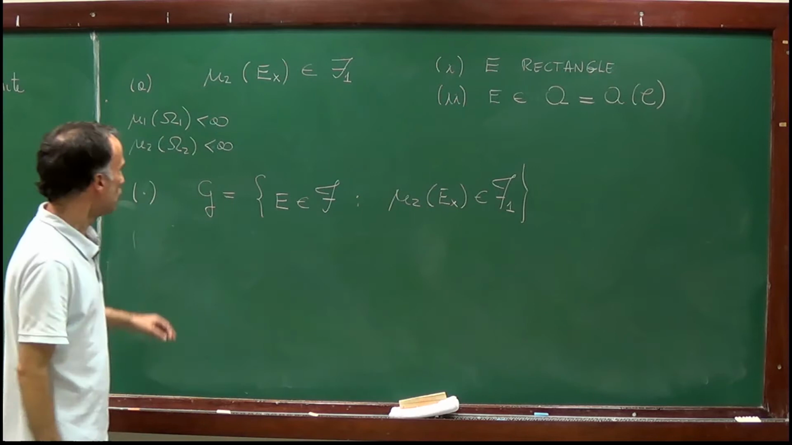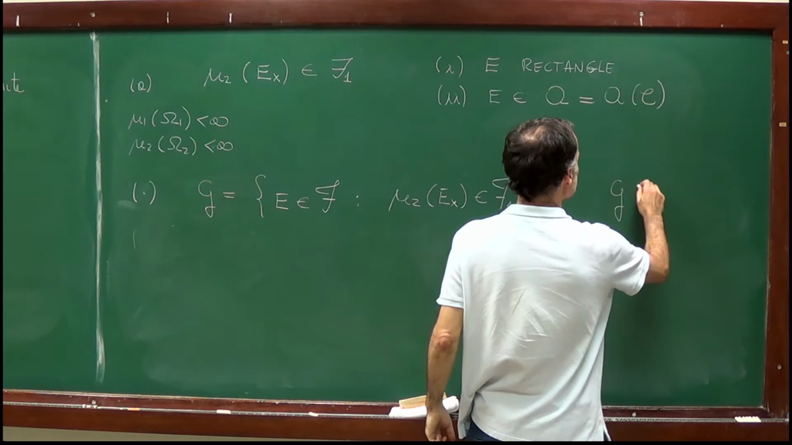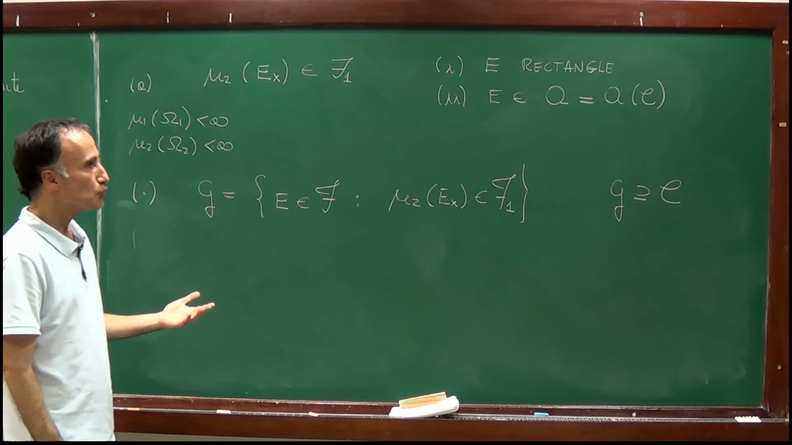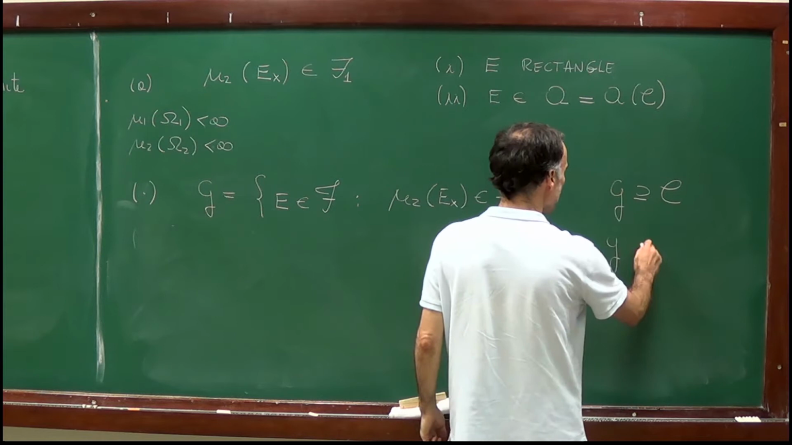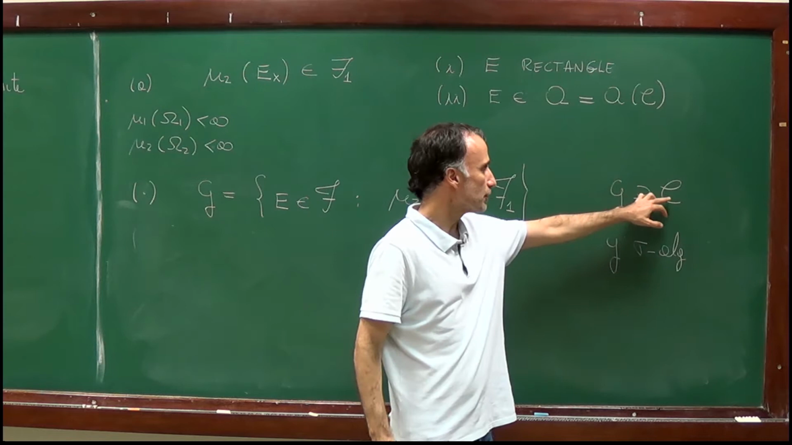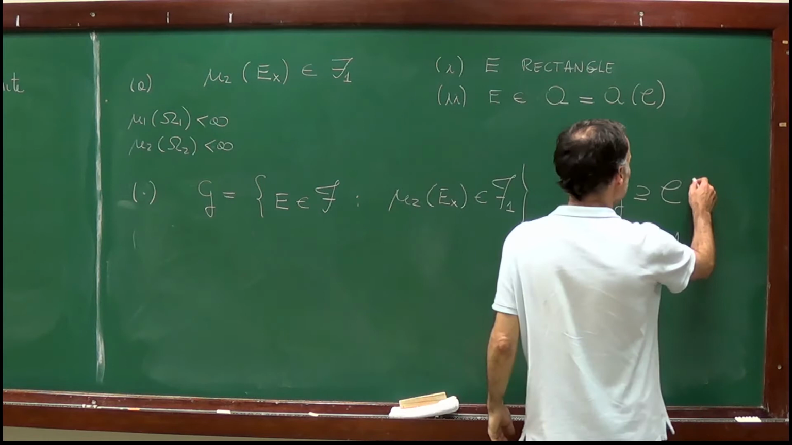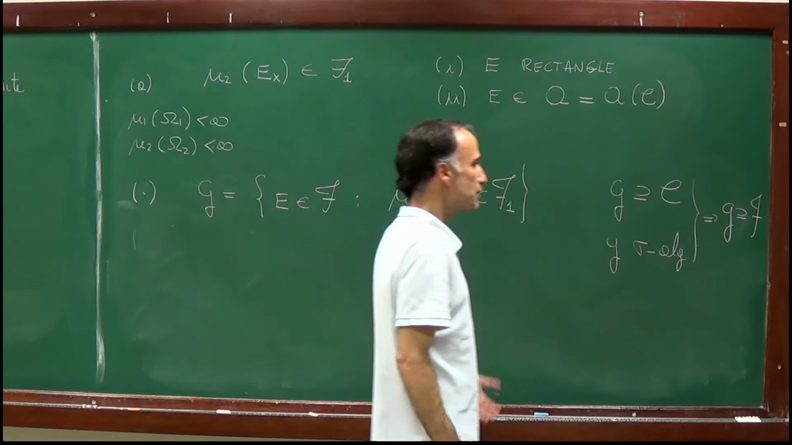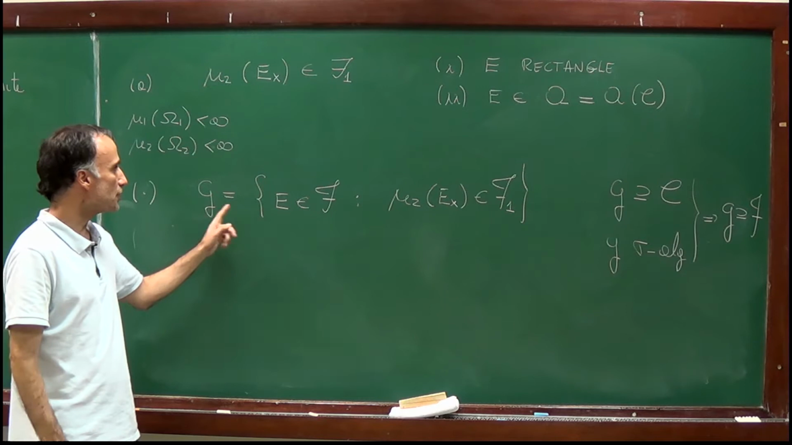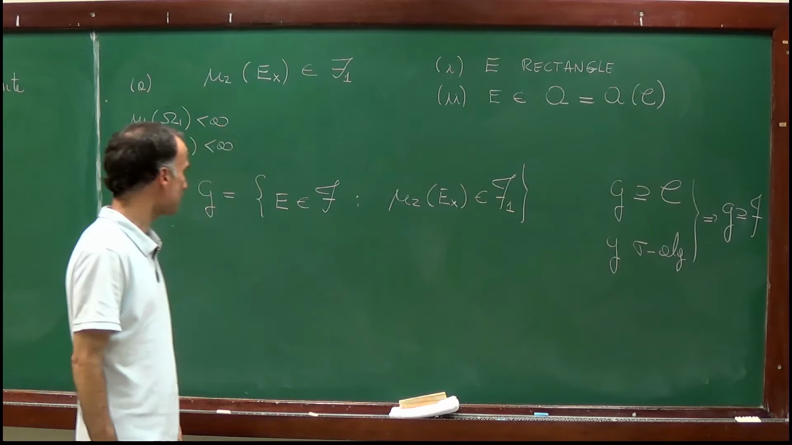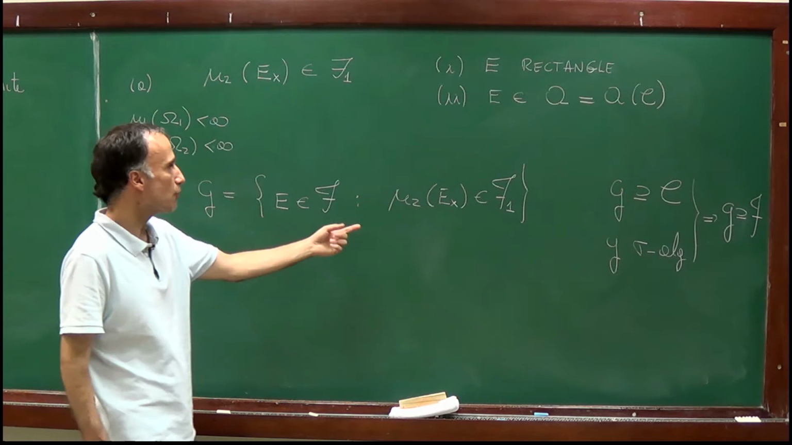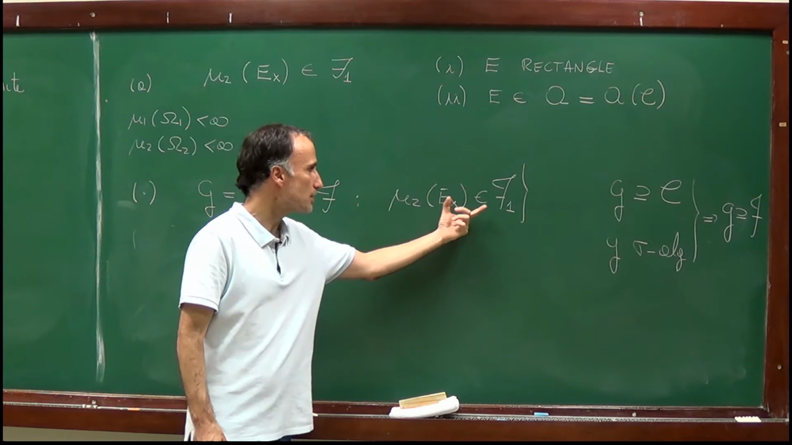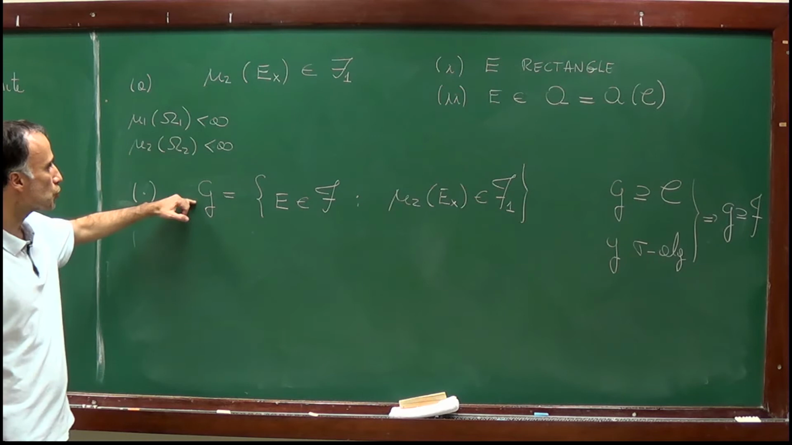So we already proved that G contains the rectangles, which are represented by C. Now, if I can prove that G is a sigma algebra, since it contains the rectangles, it contains the sigma algebra generated by the rectangles. And from these two statements, I would conclude that G contains F, which is the sigma algebra generated by the rectangles. But on the other hand, by definition, G is contained in F, and therefore I would have the identity, so that G will be exactly the sigma algebra F, and therefore for any set E in the sigma algebra, we would have that this function is measurable. Unfortunately, it's difficult to show that G is closed by finite union, say.